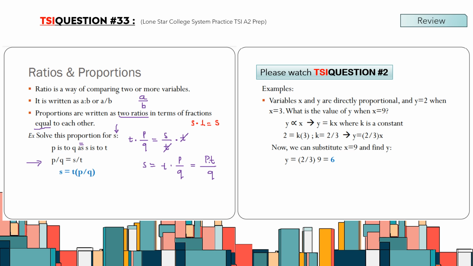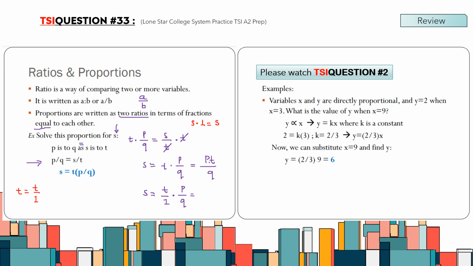One more note here is that T can be written as T over 1. Any number divided by 1 is that number. So in this case, S equals T over 1 times P over Q. We use multiplication of fractions: top times top, bottom times bottom. Or we take the numerator of the first one, multiply by the numerator of the second one, and divide by the product of the denominators, 1 and Q.